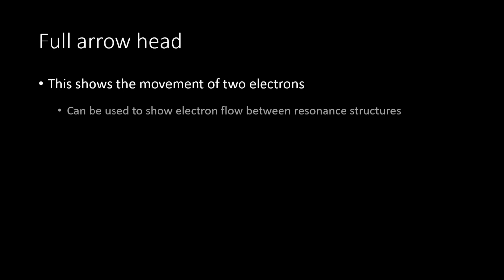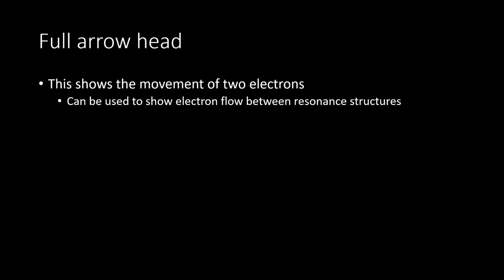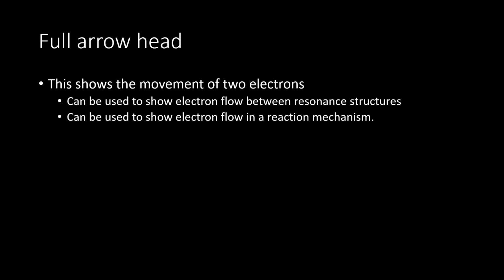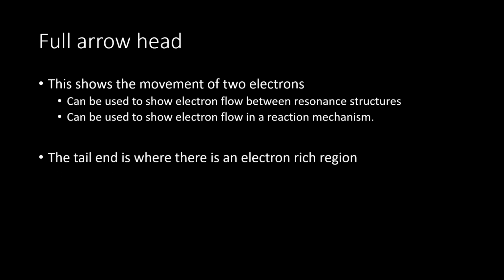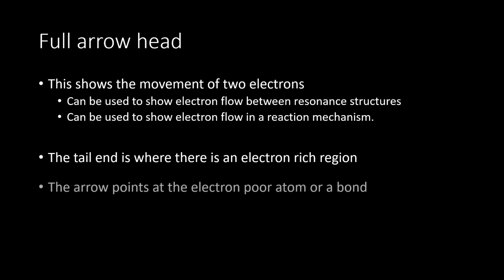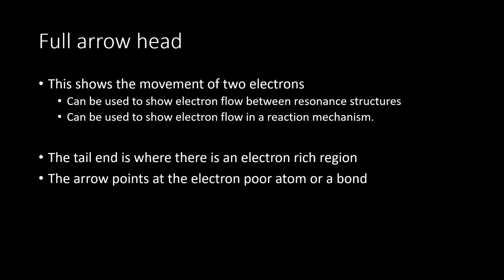The full arrowhead shows the movement of 2 electrons. It can be used to show electron flow between 2 resonance structures, or it can be used to show electron flow in a reaction mechanism. The tail end is where there is an electron-rich region, where there is a pair of electrons. It can be a lone pair of electrons or a covalent bond. The arrow points at the electron-poor atom to give it a lone pair, or to a bond to make a double or triple bond.